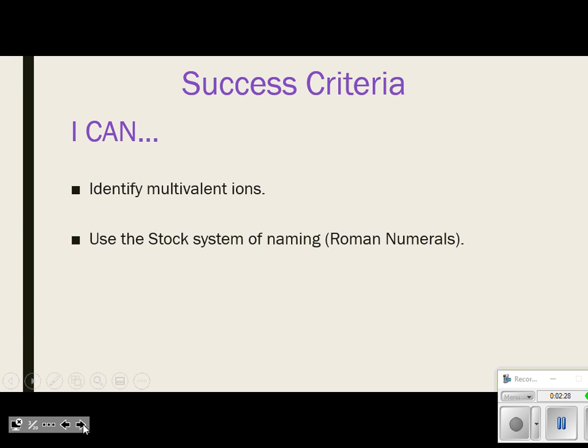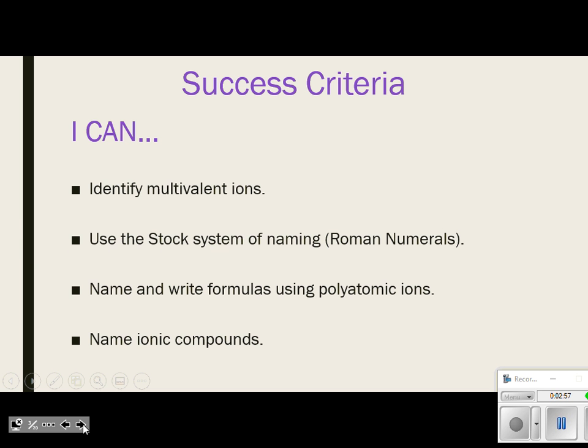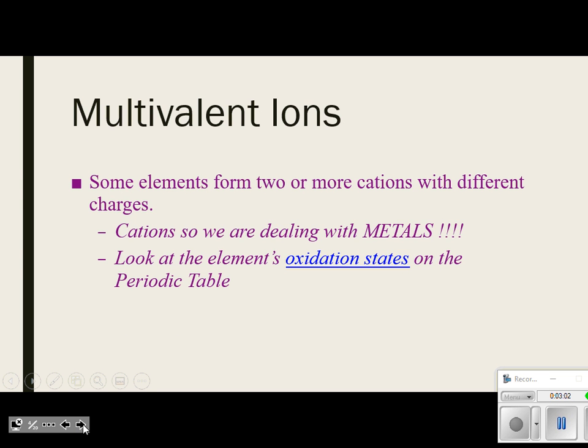We need to be able to use the stock system of naming. Now we're giving those Roman numerals a name. It's the stock system. Stock system is Roman numerals. We need to be able to name and write formulas using polyatomics. Our pal is going to be our friend here, our polyatomic ion list. And finally, we need to be able to name ionic compounds. So let's get started.